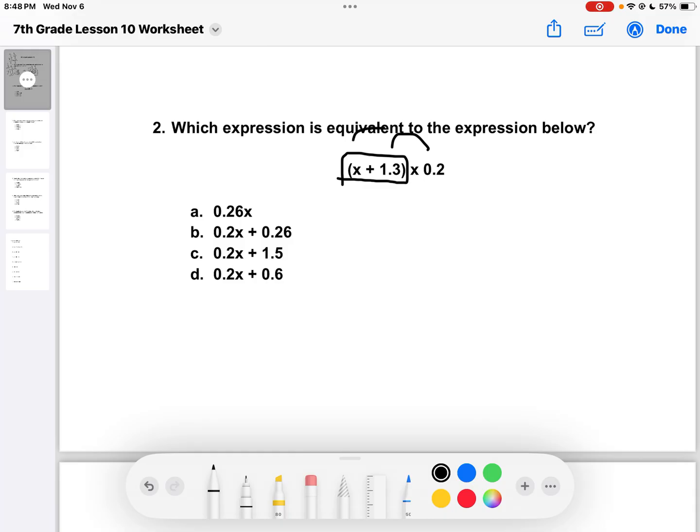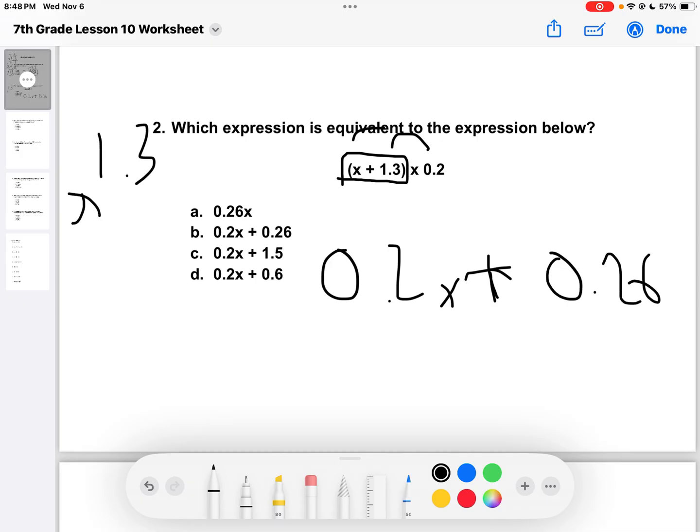So 0.2 times x is 0.2x plus 1.3 times 0.2 will be 2.6. So it'll be 0.26, because 1.3 times 0.2 is 6 and 2, 26. But since there's 2 decimal points in total, we move 2 times to the left to get 0.26. So the answer will be B.